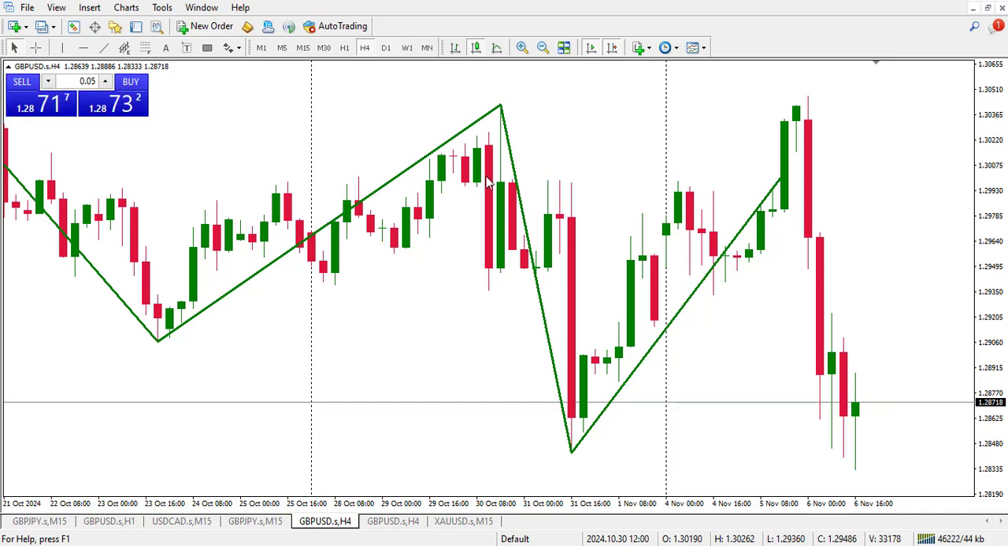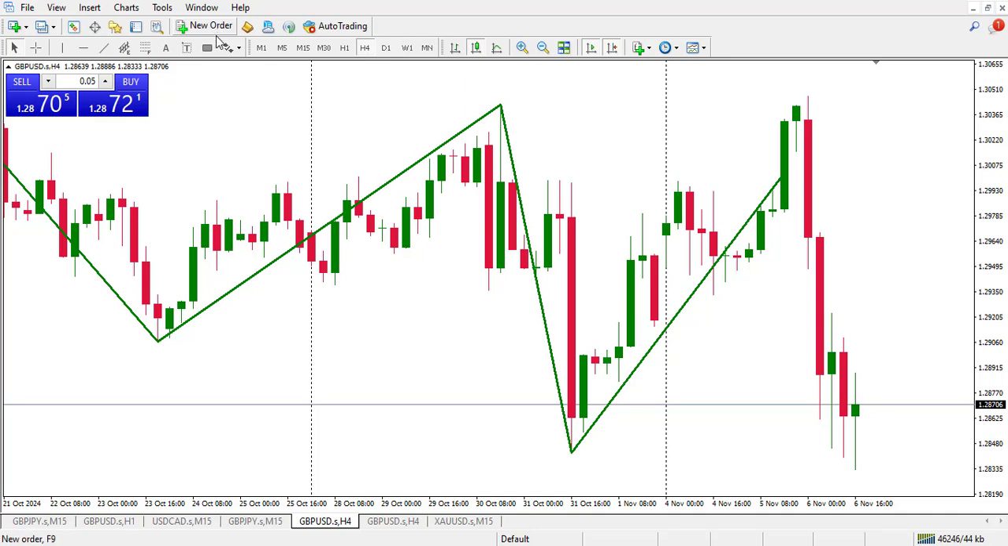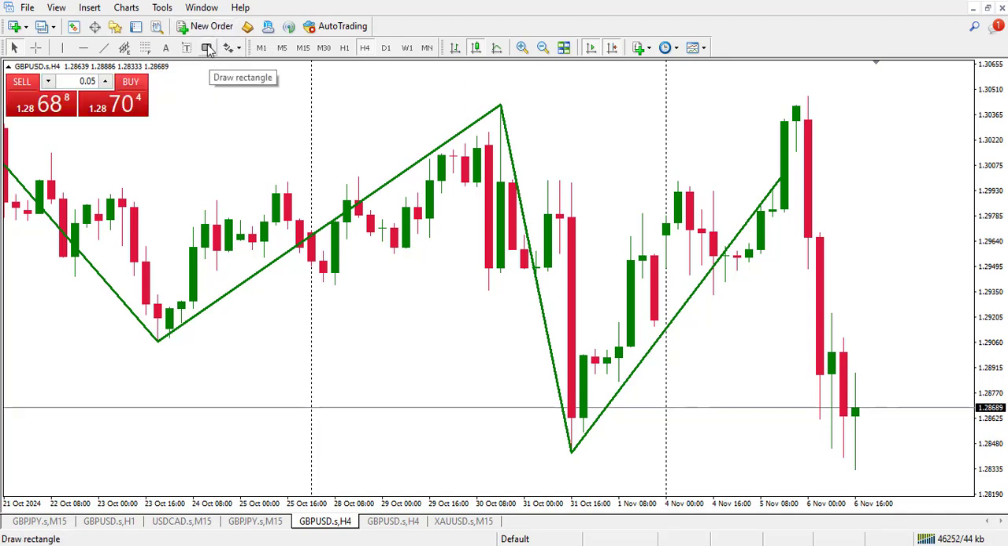Now, to confirm that, the market has to do a retest of the order block. So whenever you see a big displacement away from a candlestick, it can be a bullish candlestick or a bearish candlestick.